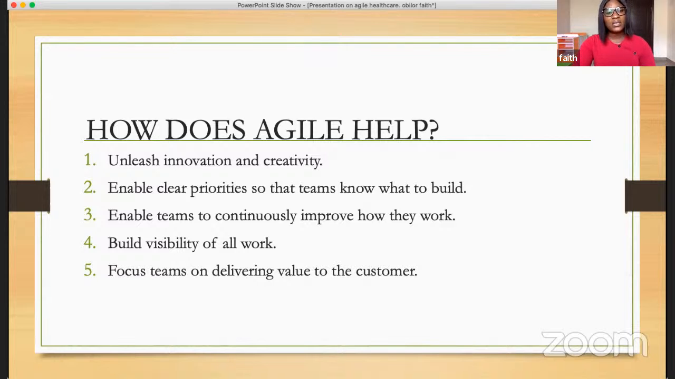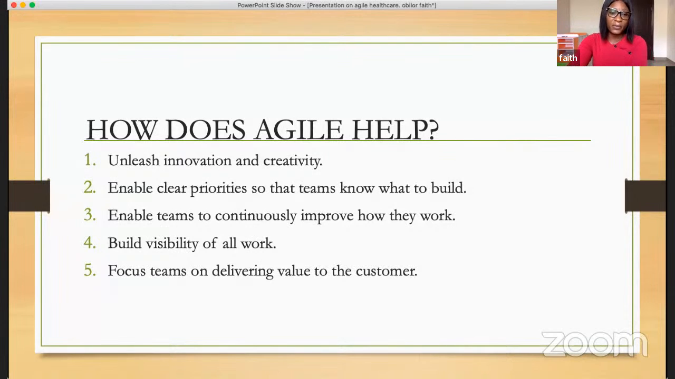So the second is enable clear priorities so that teams know what to build. It gives insights and priorities, letting the team know which one will come first before the least important ones. Then we have enable teams to continuously improve their work.